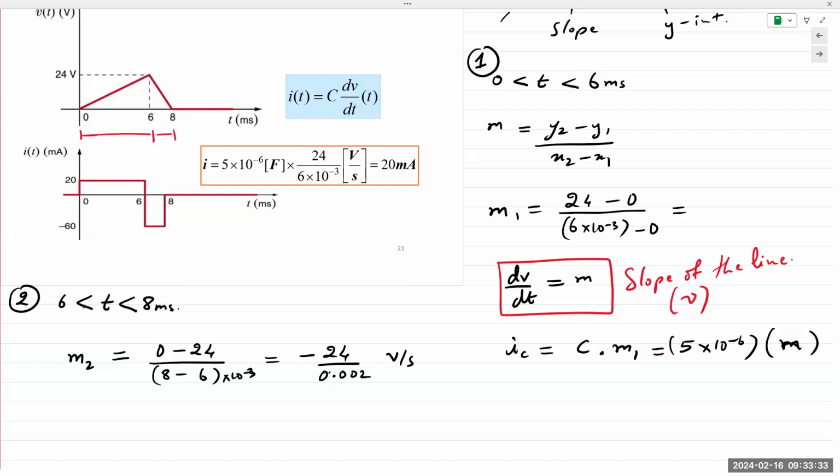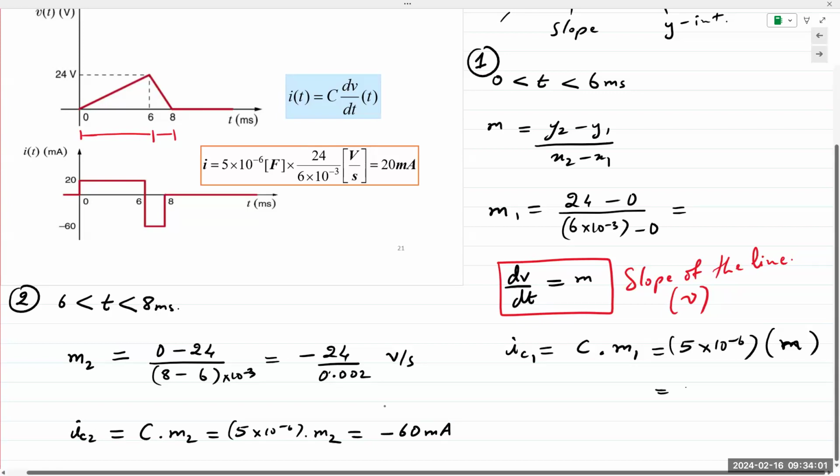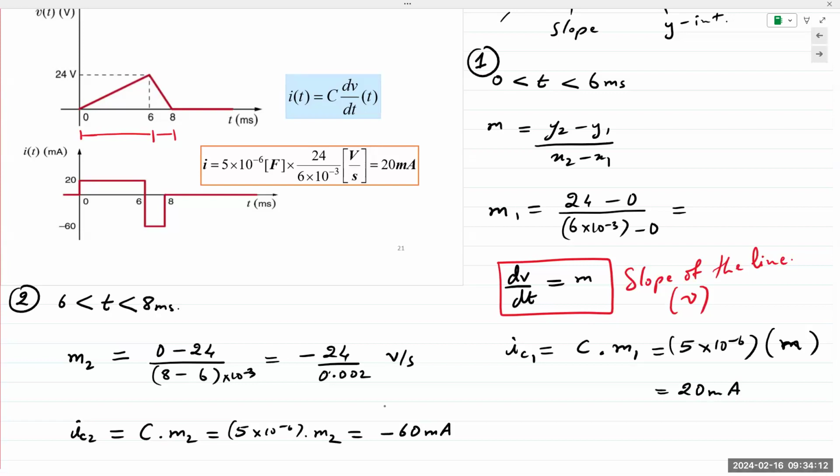Then again, simply multiply with the capacitance. So this would be IC1. IC2 would simply be C times M2. It's again 5 into 10 raised to minus 6 times M2. And I'd obtain a value of minus 60 milliamps. So this would be 20 milliamps. Okay, 24 divided by 2 times 5. 12 times 5, 60 milliamps.